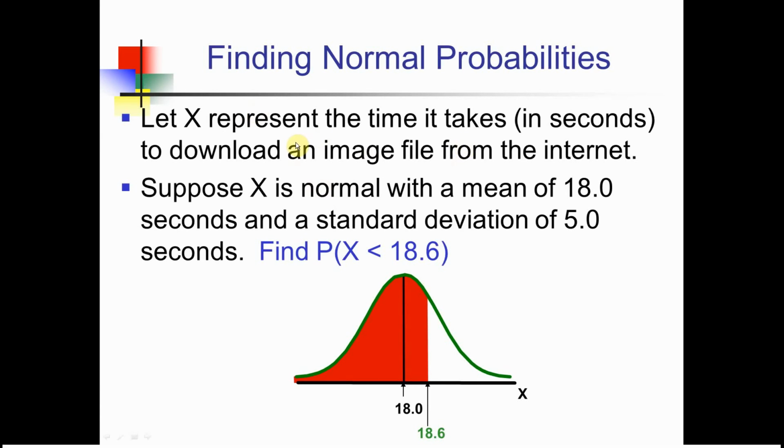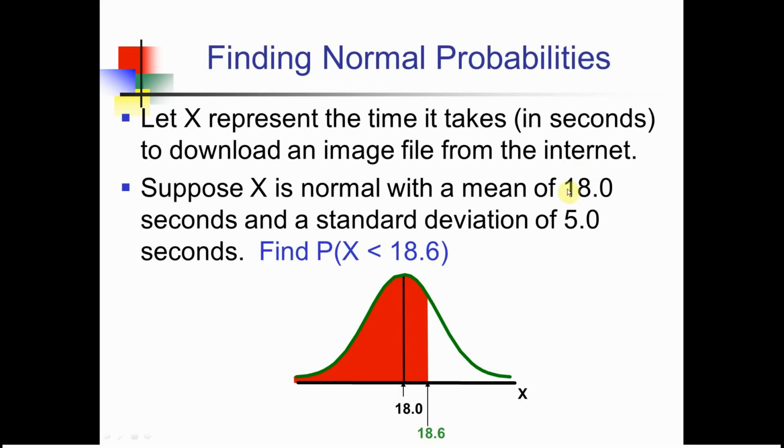Let's say that x represents the time it takes in seconds for downloading an image from the internet, and that might be normally distributed with a mean of 18 seconds and a standard deviation of 5 seconds. How would we find the probability that downloading an image from the internet, that's x, will take less than 18.6 seconds? Why are we choosing 18.6? I don't know. We just are.